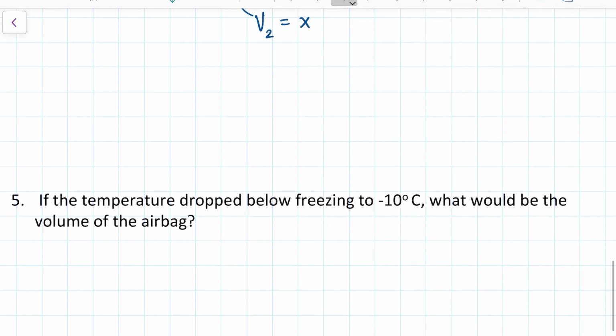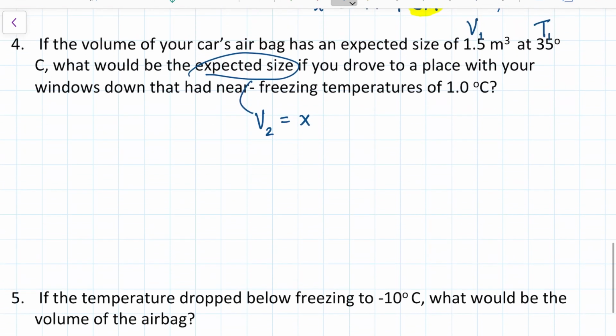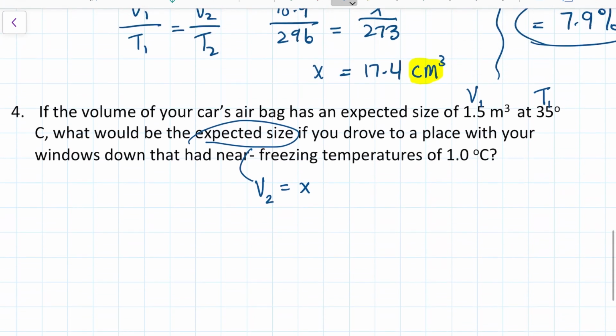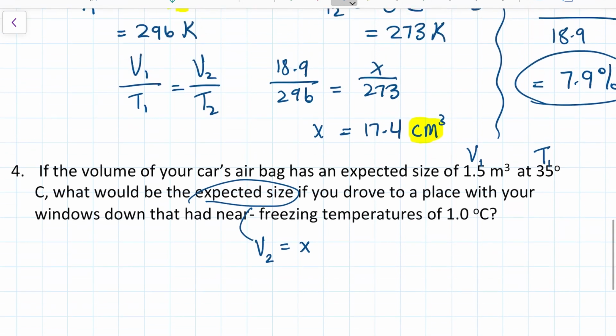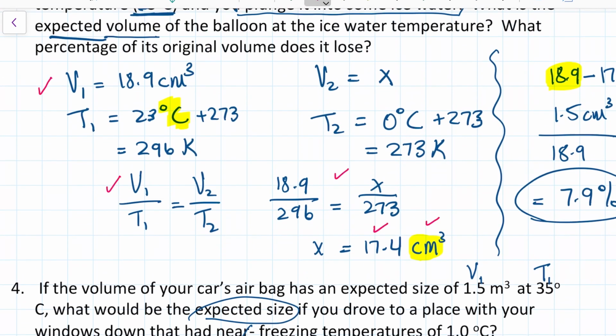And then for number 5, it says if the temperature dropped below freezing to minus 10 degrees, what would be the volume of the airbag? So I'm going to leave you to finish those two. And remember, you're going to write your givens, write your formula, plug in, chug out the answer, answers with units. Okay? So show all your work and finish this worksheet.